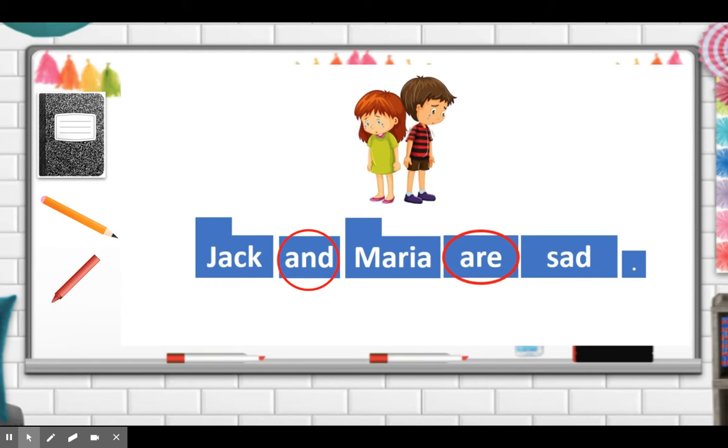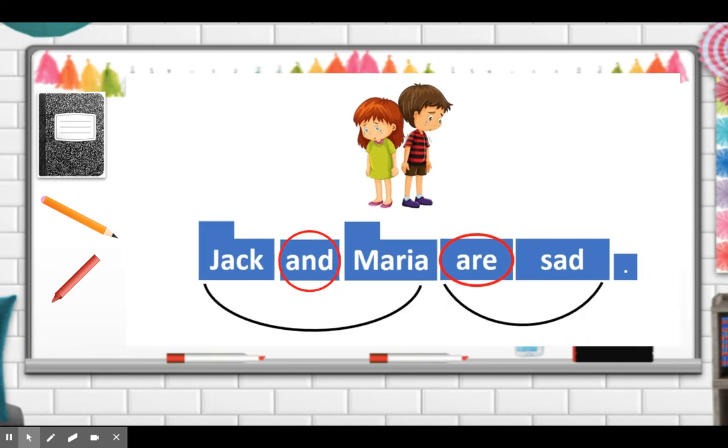Now let's scoop our sentence to read with expression. Remember, your scoops don't have to match mine, so that's okay if they don't end up matching. This is what my scoops look like. So let's read this together. Jack and Maria are sad.